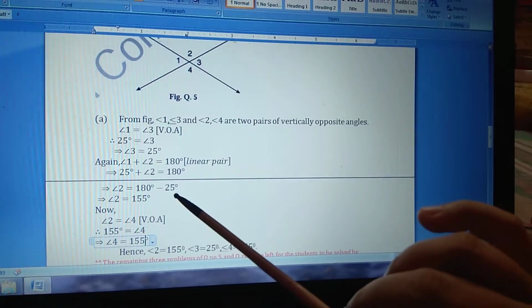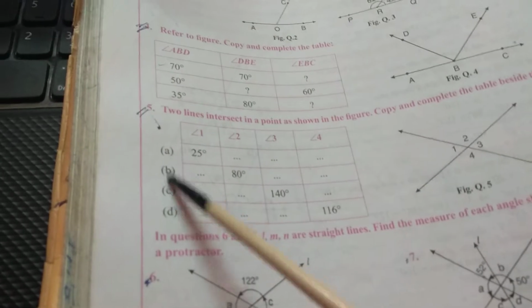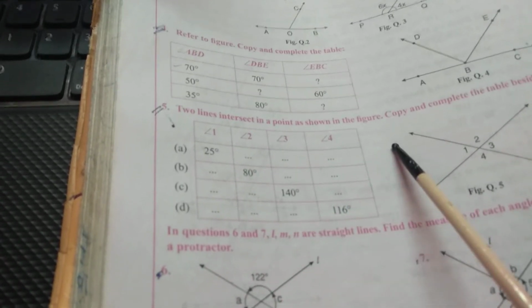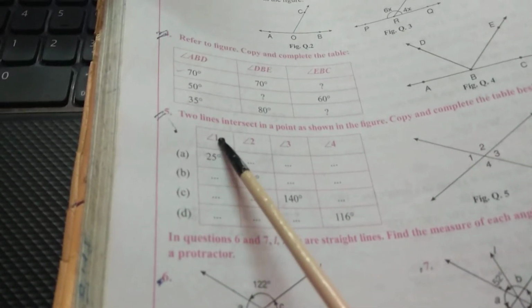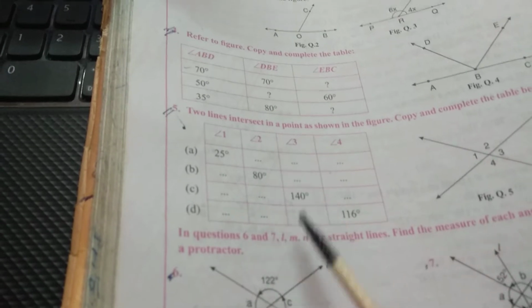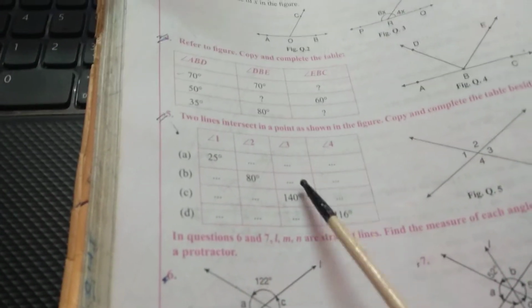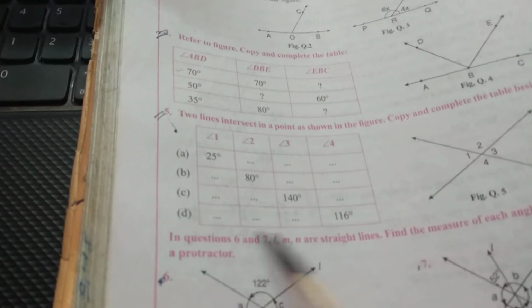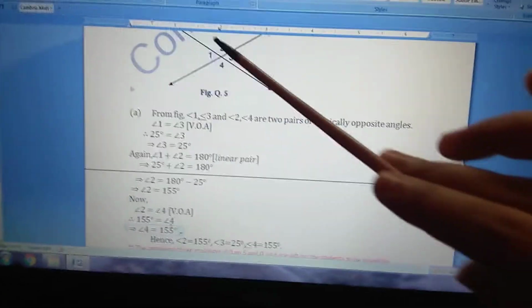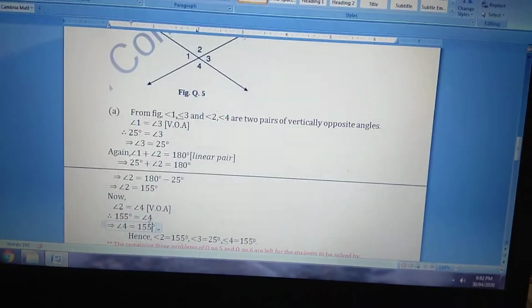In the similar way, you can see in the book, the other parts B, C, D you can solve. But the difference in these other 3 questions is that some different numbers are given: in one, angle 1's value is given, in the second angle 2's, in the third angle 3's and in the fourth angle 4's. So whichever is given, the remaining other 3 you need to find. No need to draw this table in your notebook. In a short manner you have to solve it and you have to draw the figure only once.